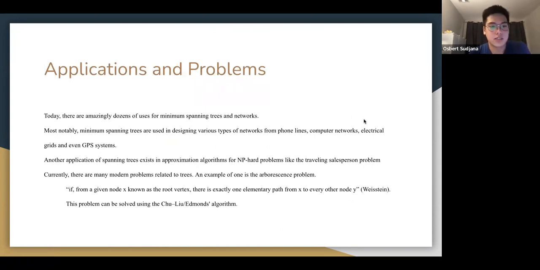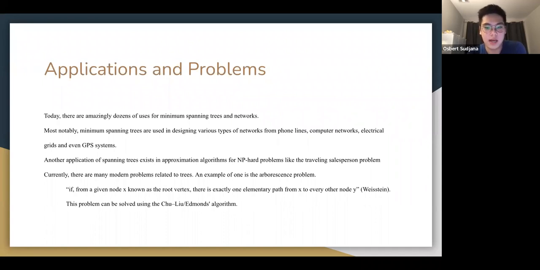Now let's move on to the applications and problems that you can use with minimum spanning trees and networks. Today, there are amazingly dozens of uses for minimum spanning trees and networks. Most notably, minimum spanning trees are used in designing various types of networks, from phone lines, computer networks, electrical grids, and even GPS systems. Consider software like Google Maps. Every intersection or every connection in the road is a vertex, and each stretch of road is an edge. So you can really say how minimum spanning trees are used to find the cheapest or shortest routes for wires, cables, and roads. Another application of spanning trees exists in the approximation algorithms for NP-hard problems like the traveling salesperson problem.